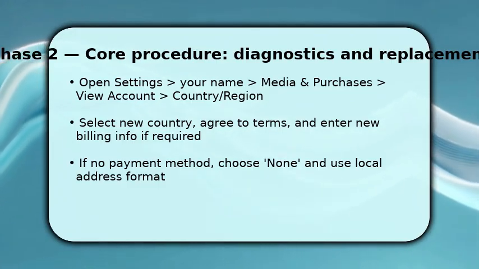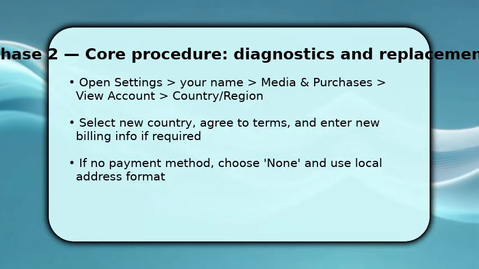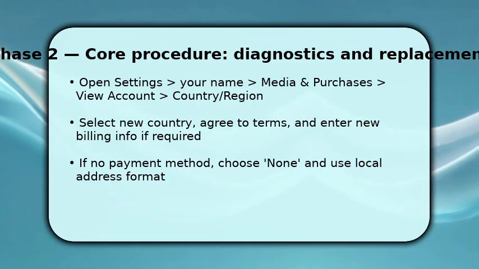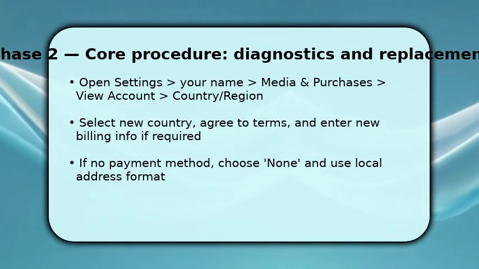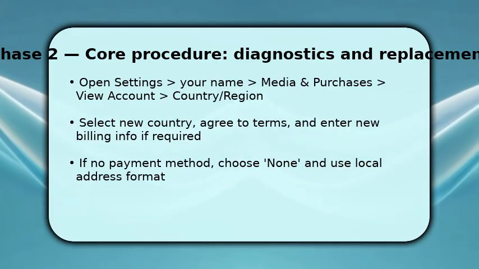Enter billing info matching that country or select none if you don't have a payment method. Use a local street, city, postal code format. Once accepted, App Store content updates to the region's catalog. You may need to restart the App Store, so listings refresh and regional restrictions update.